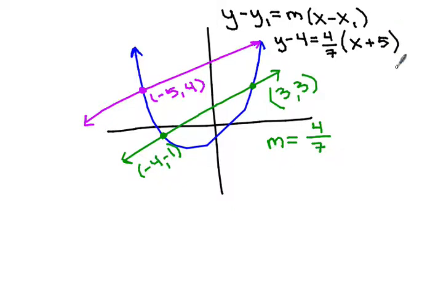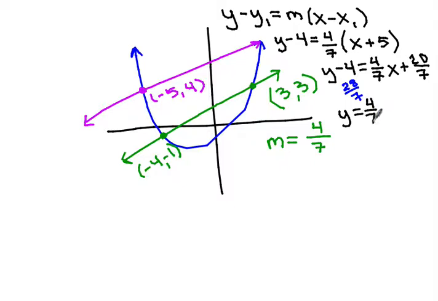So in this case, we'll distribute. So y minus 4 is going to equal 4/7 x plus, multiplying fractions, this is 20/7. And then we can add 4. If 4 was 7ths, this is essentially the same as 28/7. So when we add that over, our final equation will be y equals 4/7 x plus 48/7, which is really close to 6 point something.